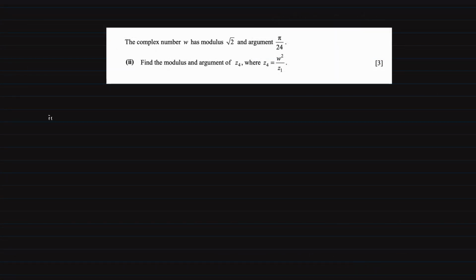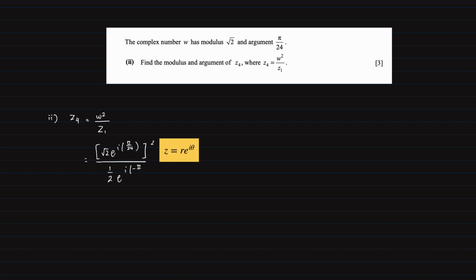Now let's move on to part 2 of this question, where we are required to find the modulus and argument of z4. z4 is in the form of w squared over z1. This is a very obvious hint that we must express w in the exponential form so that we can simplify to find z4. So w squared over z1 equals, let's convert it straight away into exponential form for w. It will equal square root 2 e to the power of i pi over 24, you square this entire expression, over z1, which is half e to the power of i minus pi over 4.